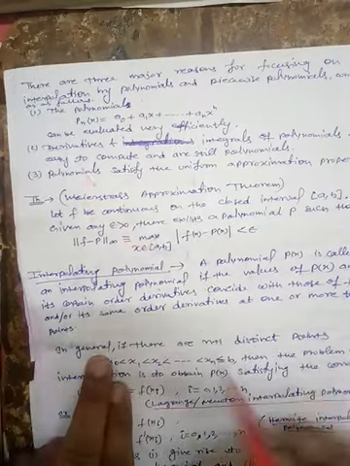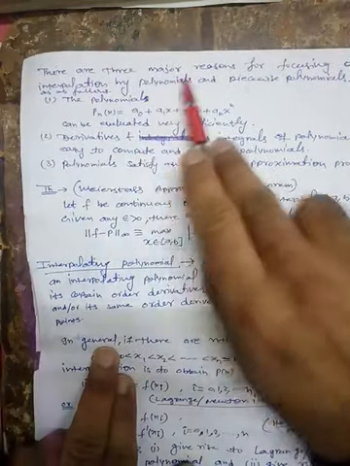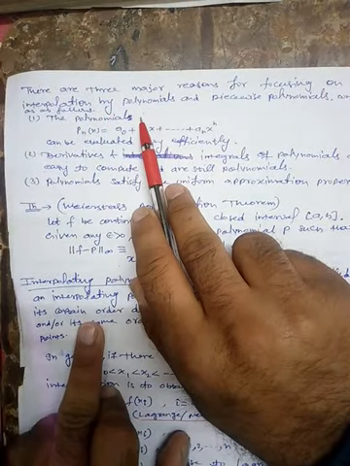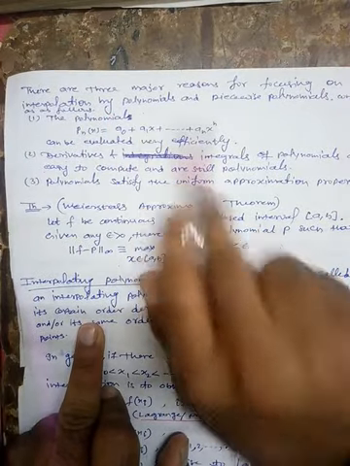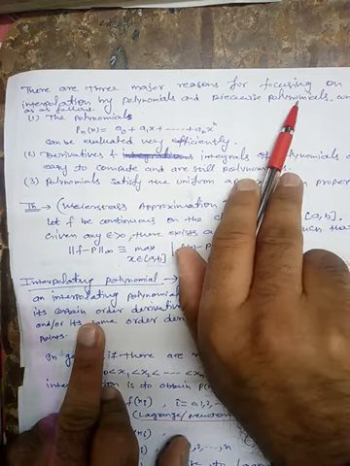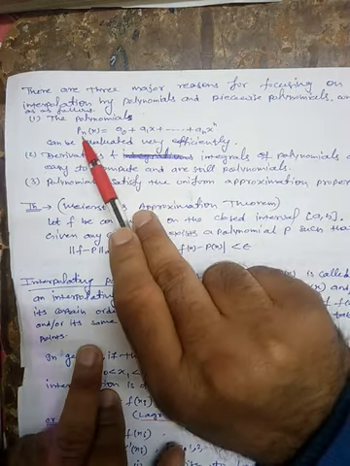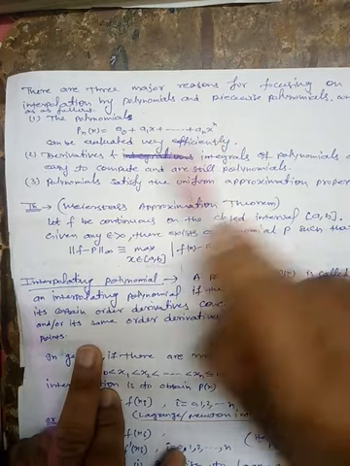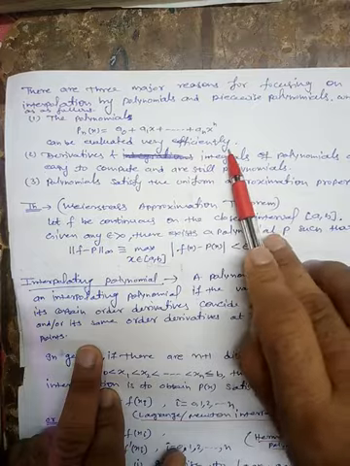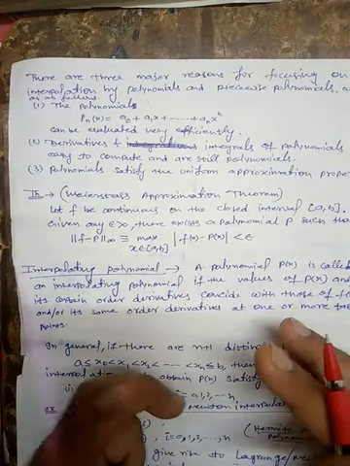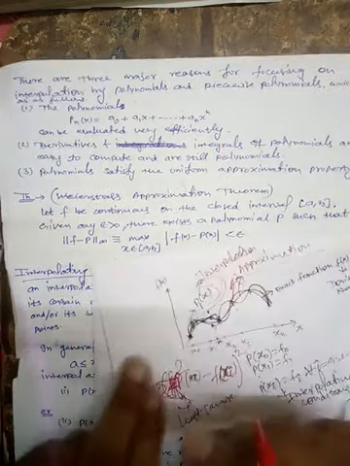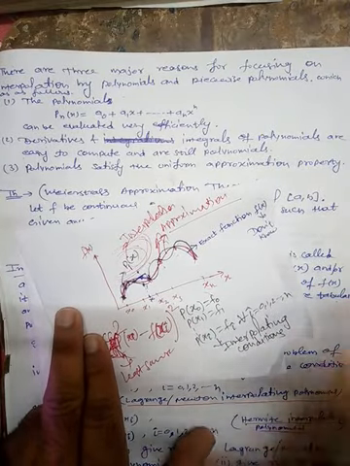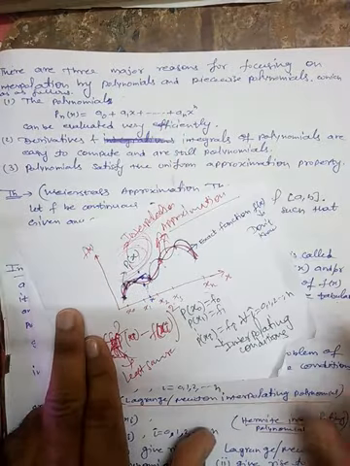So before that, there are three major reasons for focusing on interpolation by polynomials. Why have we selected polynomials or piecewise polynomials? Because polynomials like Pn(x) = a0 + a1x + ... + anx^n can be evaluated very efficiently. Polynomials are easy to evaluate, or we can say that by following this condition we can easily find the polynomial. That's one of the reasons why we have selected polynomials.